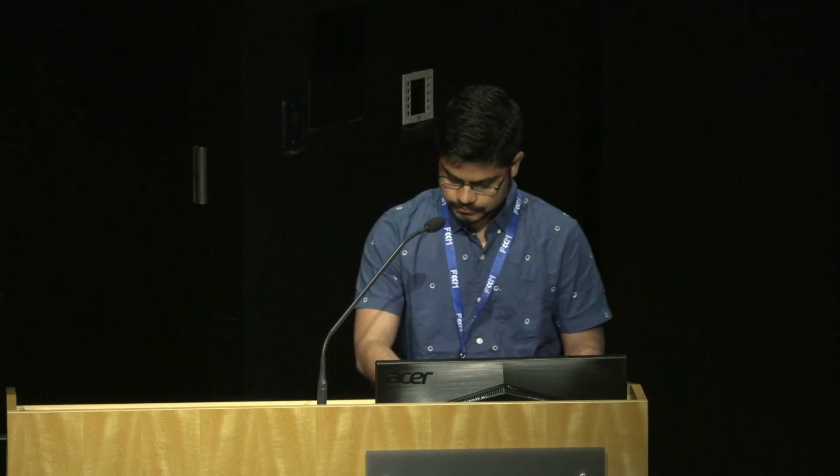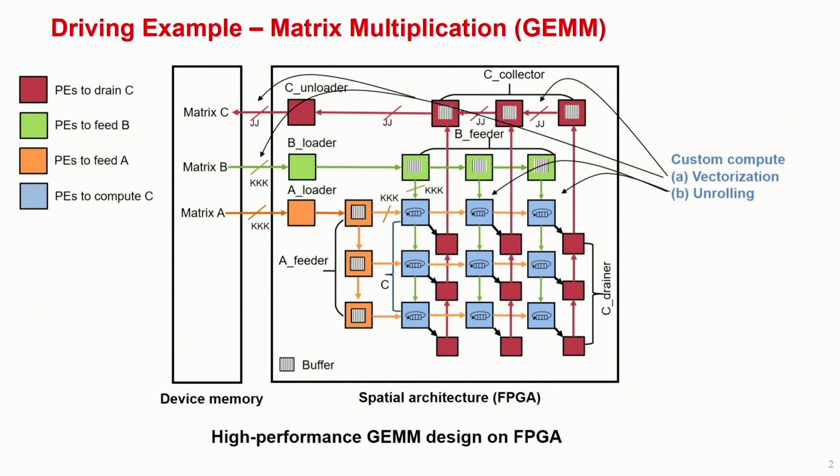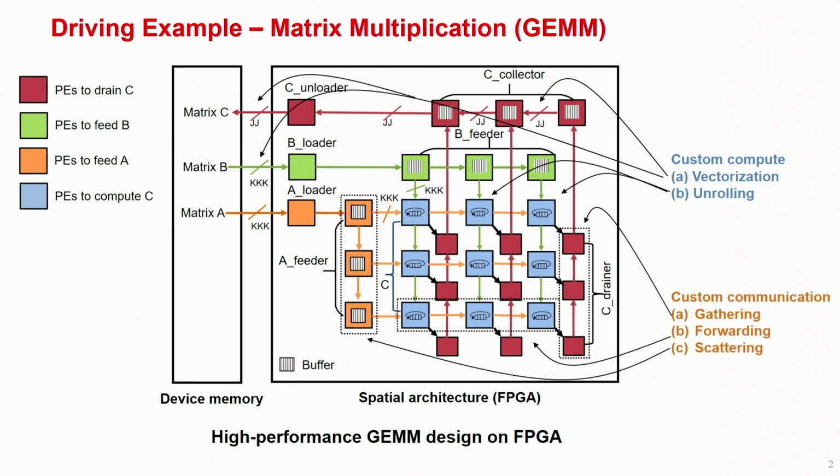device memory. Now, if we look closer into this design, we can find that it consists of compute customizations in the form of data vectorization, where the reads of matrices A and B are vectorized, and the writes to matrix C are also vectorized. We can also find loop unrolling in the form of a 2D array of compute PEs. We can also find communication customization in the form of data gathering. For example, the C drainer PEs implement a gather network to collect the data.